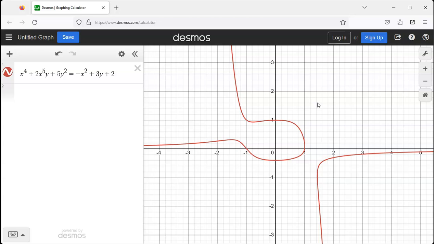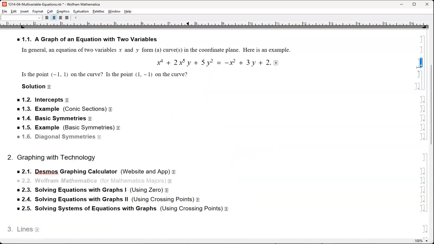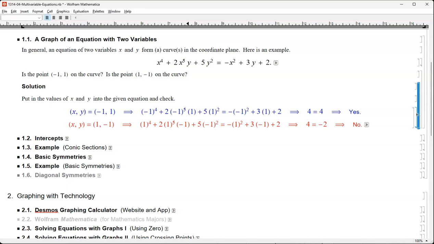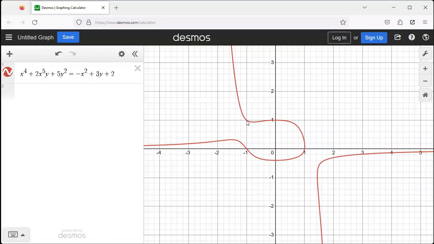For example, if you want to check whether a point, let's see, what was the point? Negative 1, 1 was on the curve or not. That was the issue, right? Negative 1, 1, 1, negative 1, no. And I can check by clicking this point right over here, and negative 1, 1 is right on the curve, you see? And 1, negative 1 here, click, nothing there, because that point is not part of the graph.